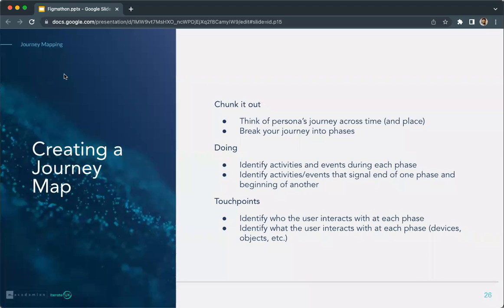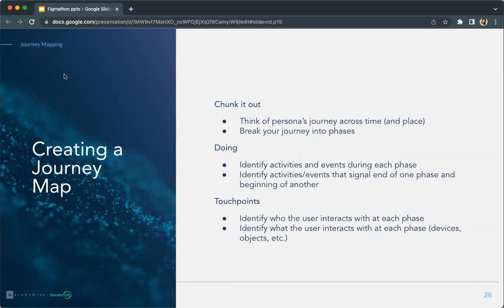As you're creating a journey map, the first thing that you're doing is chunking it out. You're thinking of your persona's journey across time and place, and you're breaking your journey into different phases. Once you've done that, you next identify the different activities and events during each phase. And then also identify activities and events that signal the end of one phase and the beginning of the other. So you're looking at, okay, this specific task or activity is when the phase ends, and this is when the next one starts.